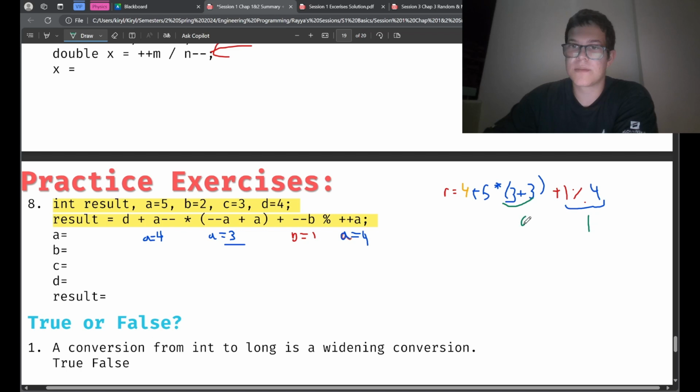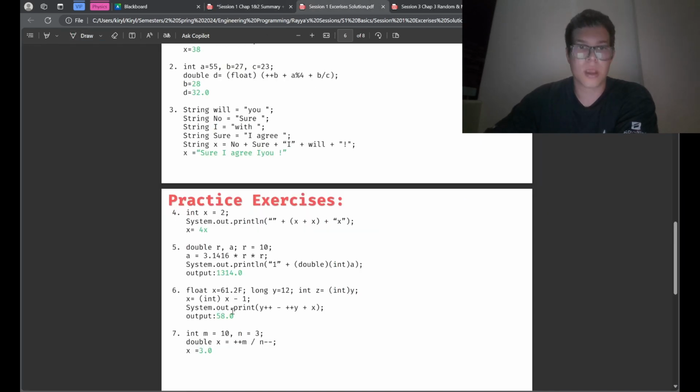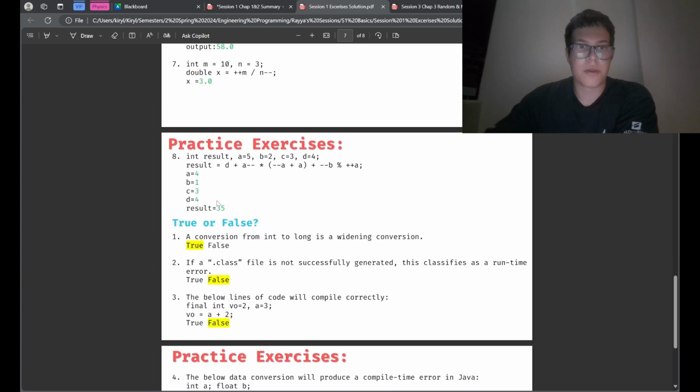Here we have 6, then we just follow PEMDAS rules, 4 plus 5 times 6 plus 1. So 4 plus 1 is 5. 5 times 6 is 30. So we have 35. So our result is supposed to be 35. Our final value of a is 4. C, which we actually never used, is 3. B is, we did the minus, so it's 1. And d is 4. It was never changed. So let's check. We have 4, 1, 3, 4, 35. 4, 1, 3, 4, 35.